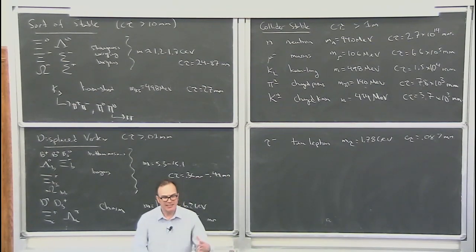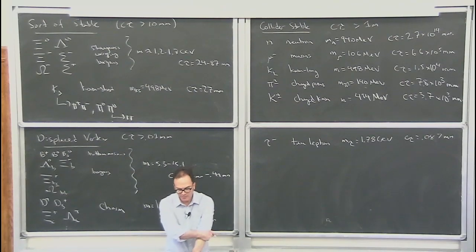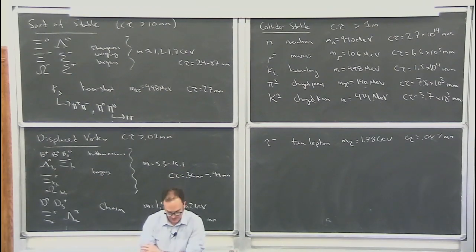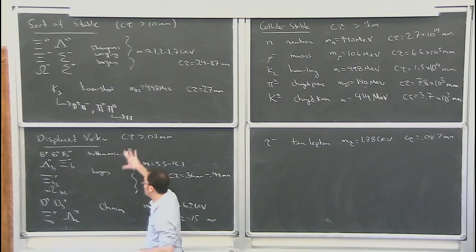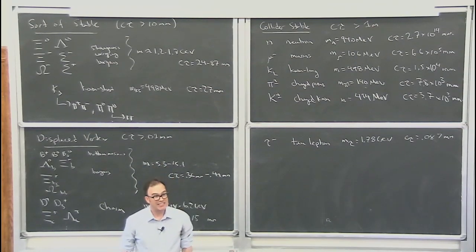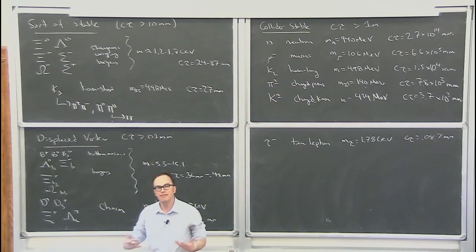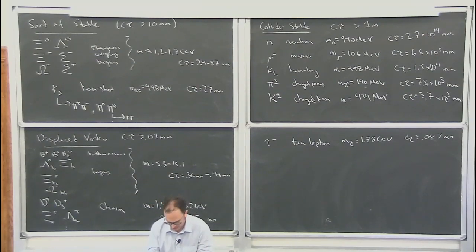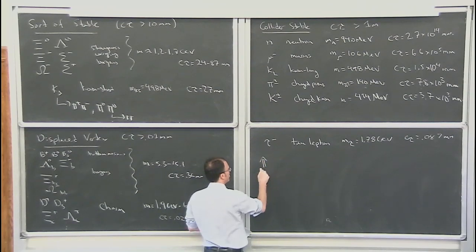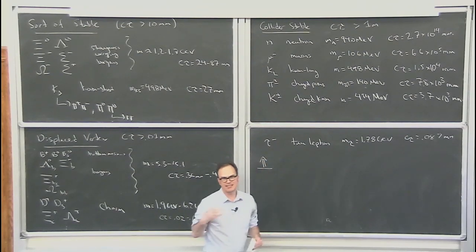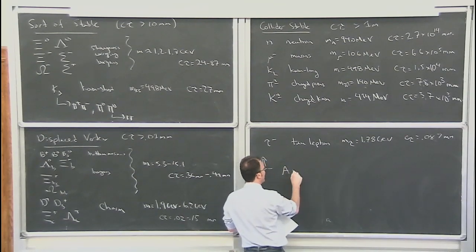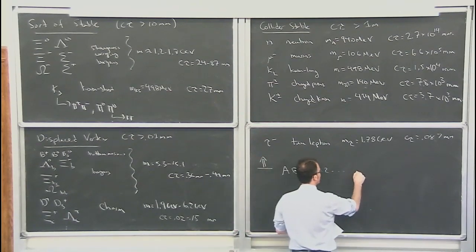Every other state cannot be resolved directly at current colliders. And these displaced vertex signatures are hard. And so the cast of characters for collider physics is just unfamiliar from what we usually think about when thinking about the standard model. But basically all the states up here are the states that I should be thinking about when I'm thinking about doing my scattering experiment of A, B goes to 1, 2, up to n.